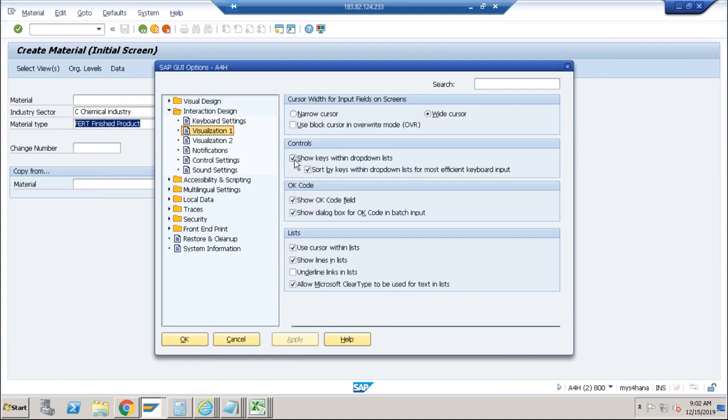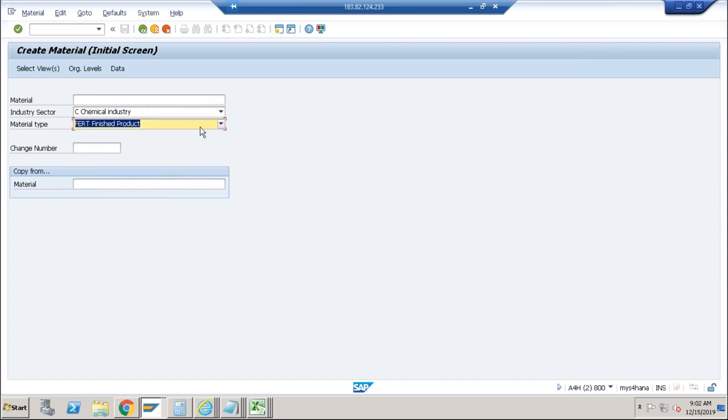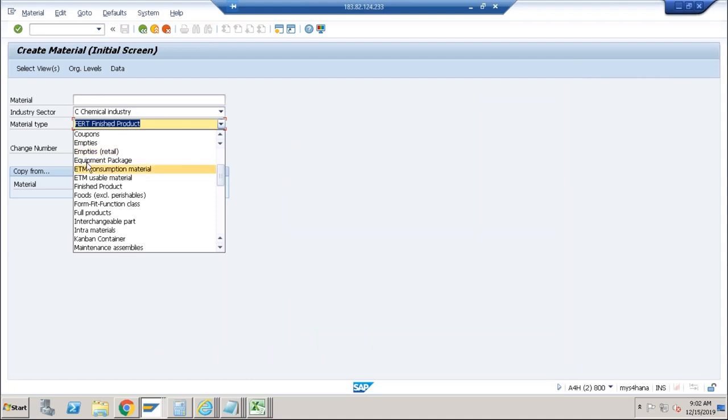If these 2 indicators are not ticked, you will only be able to see the description without the code, and you will get confused. What should I select for the finished product? Luckily here there is only one finished product, but let's say someone has copied it and created his own with the same name, then you will get confused about which one to select, right?